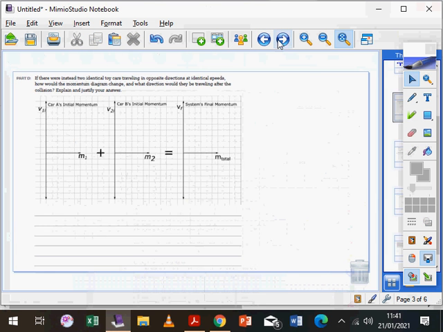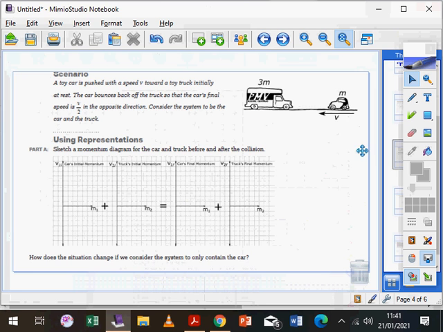Anyways, a toy car is pushed with speed V towards a toy truck initially at rest. The car bounces back off the truck, so the car's final speed is half, in the opposite direction. Consider the system to be the car and the truck. Sketch the momentum diagram for the car and the truck before and after the collision. So the truck is at rest, that's the easy one. Its initial momentum is 0, so draw the truck momentum as 0.